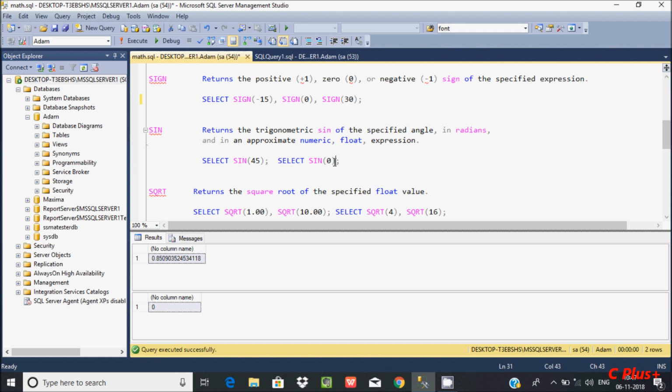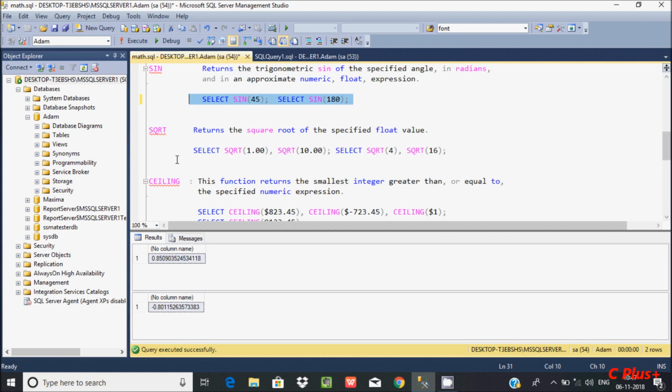Now here after, let's give here sine 180 degree. So let's see what happens. So this is the value I'm getting for sine 180 degree. Now here after SQRT. So this will return the square root of a specified float value. So select square root of 1. So here that displays 1.